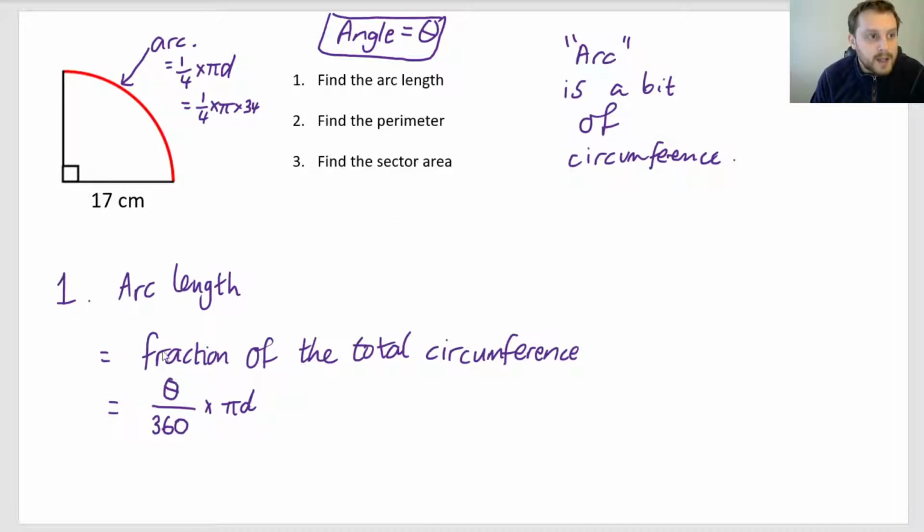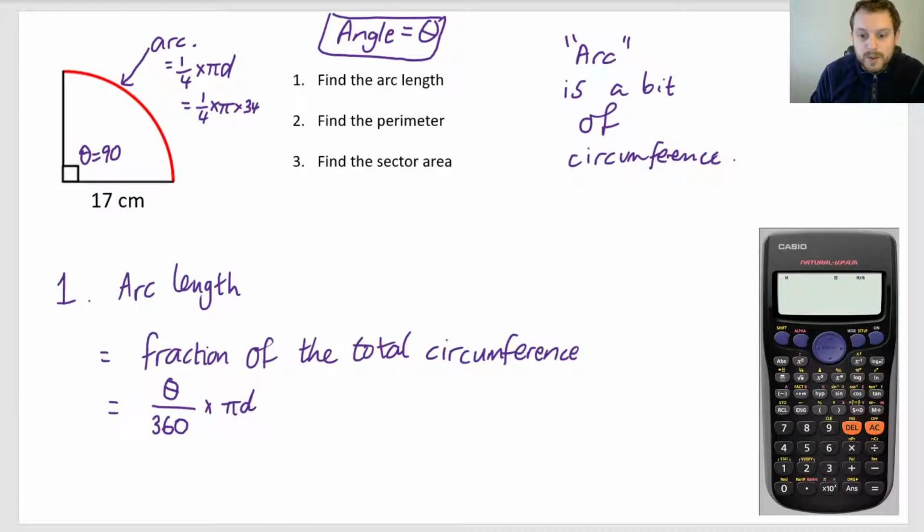So it's theta out of 360 multiplied by pi d. And if you notice, that actually works even in this situation, because the theta that we'll use in this question, so this theta here would be 90. And 90 out of 360 simplifies to a quarter, right? So 90 out of 360 is a quarter, which is what we had up here.